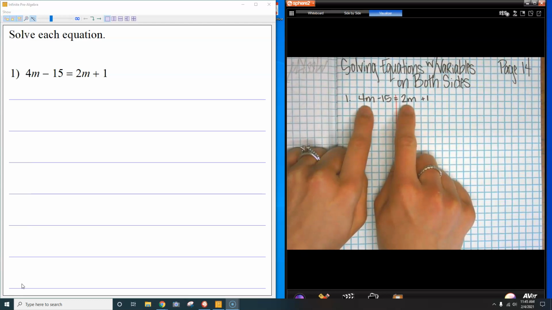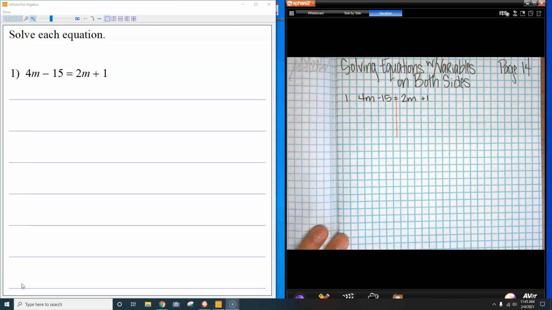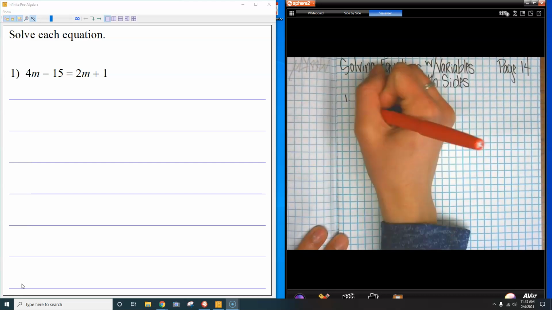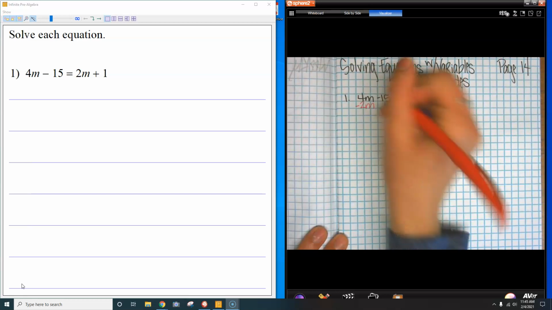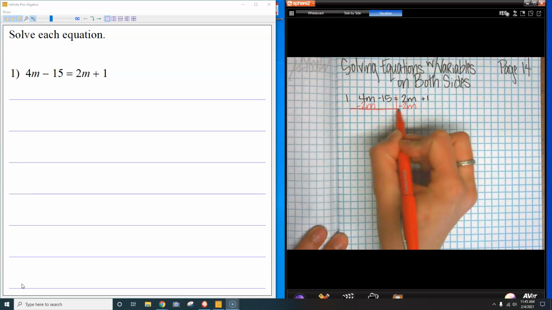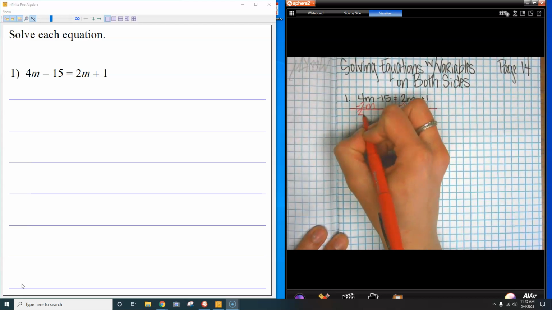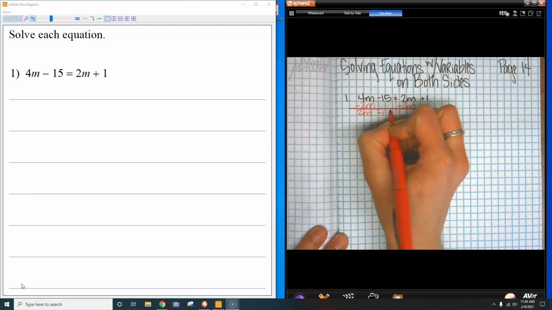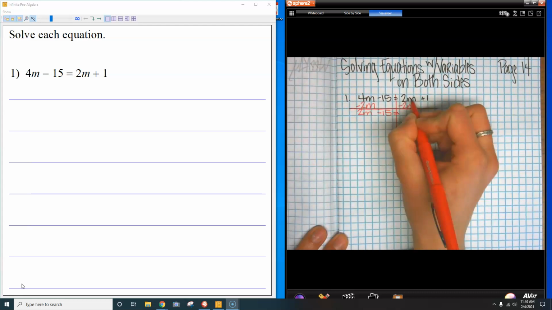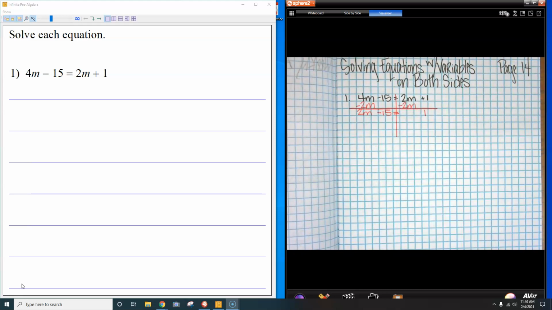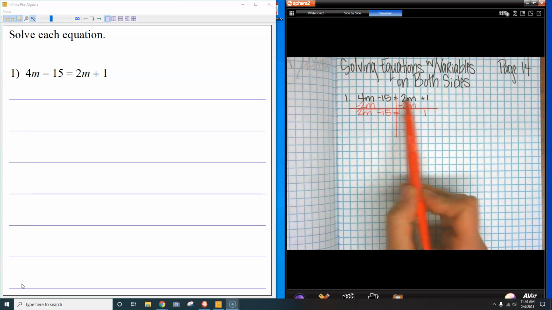This 4m is positive, this 2m is positive. It does not matter which one you move, you just need to move one of them. I'm going to move the 2m. It's a positive 2m, so I'm going to take 2m away from the left and take 2m away from the right. When I do that, I have 4m minus 2m, which is 2m. I can bring down the minus 15 equals 2m minus 2m is nothing, and I can bring down the plus 1.